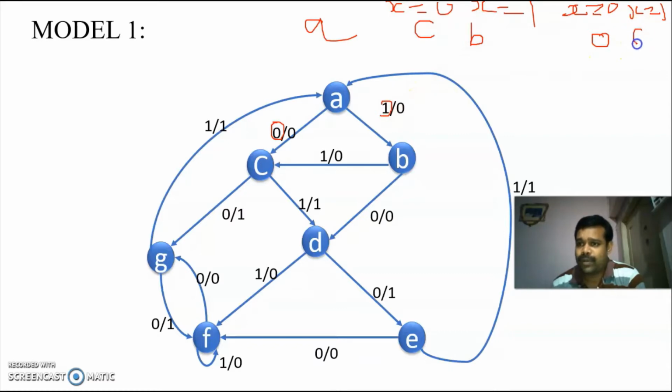Output is 0. Similarly, next one, we are in state B. When you are providing input is equal to 0, it is going to D. Similarly, output is 0. You are in state B, when you are providing the input as 1, it is going to C, and the output is 0.